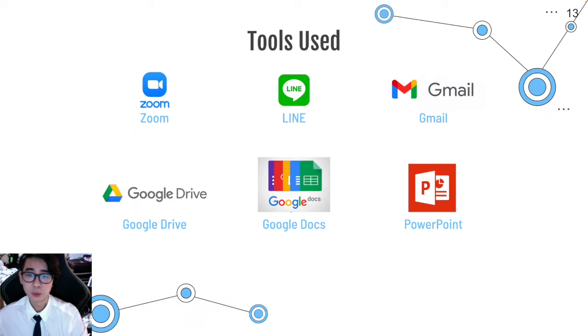We also have tools that are used. We use Zoom. Zoom is used for communicating with clients and setting up meetings. We have Line. Line is a communication tool used for communicating with the team. We have Gmail. Gmail is used for communicating with the team as well. We have Google Drive. Google Drive is used for storing files and sharing files. We have Google Docs for working on reports, and then we have PowerPoint to make the slides.